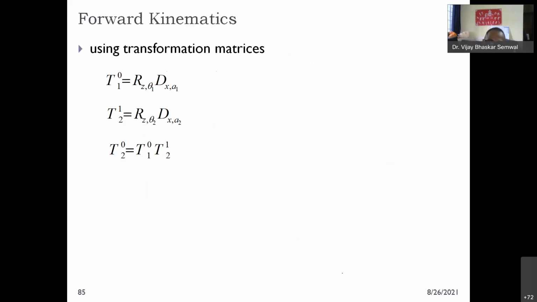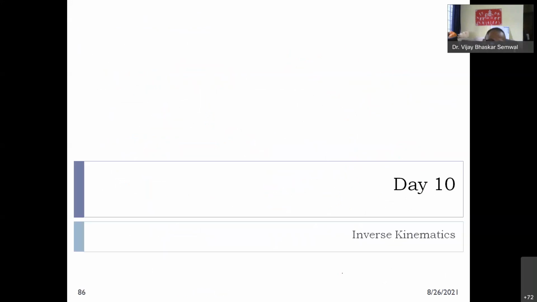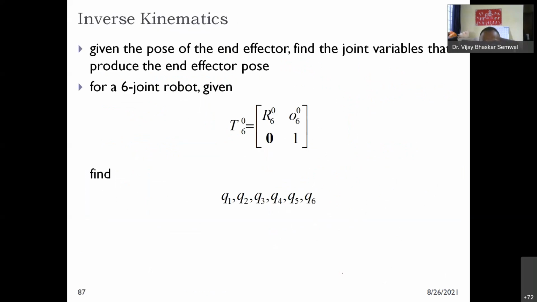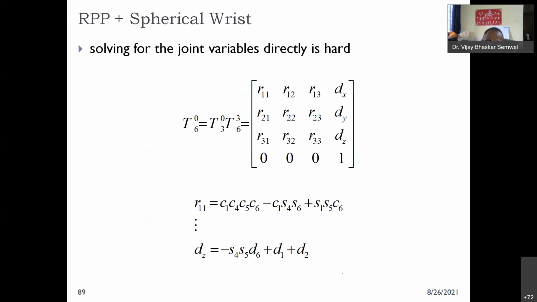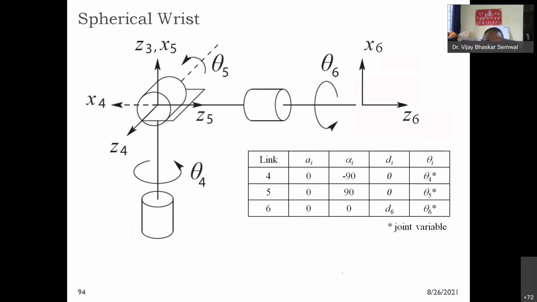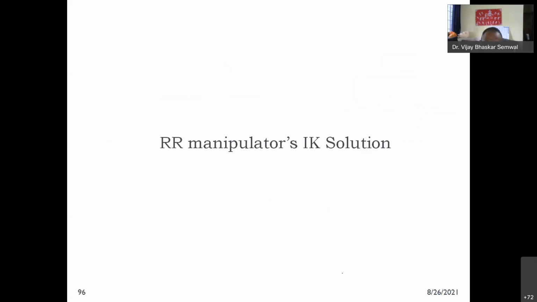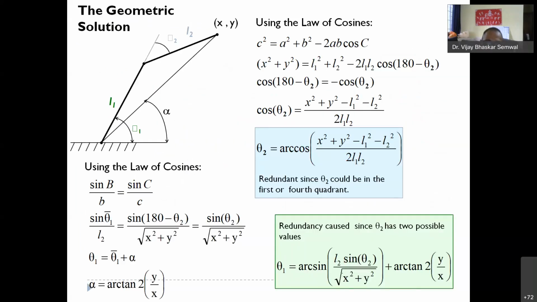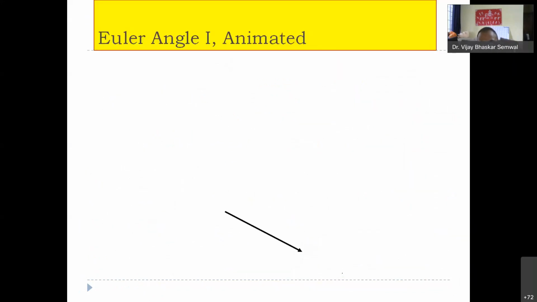Forward kinematics, we have already solved. Transformation you can easily do. Inverse kinematics, you have to do in reverse. So in inverse kinematics I have calculated θ1 and θ2. This PPT I will share with you. With this I will close my session here.